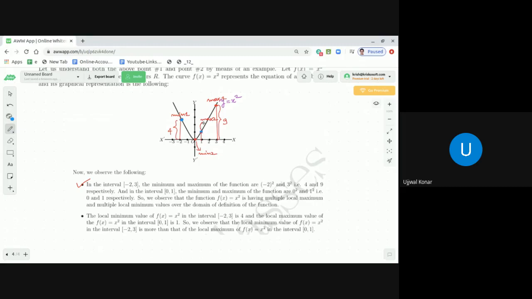Correct? So that actually states whatever I said a few minutes back. It is possible to have the local minima actually more than the local maxima in the entire domain of definition. Correct, dear students? Now let us look into point number 3.